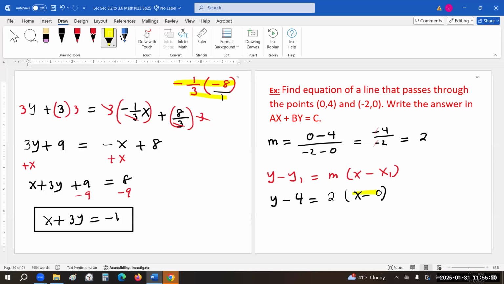So instead of distributing, make things easier. X minus 0 is simply x. And we still have our 2 in the front. Y minus 4. And now what? Just move over some x. So do we add 2x or subtract 2x? We subtract 2x from both sides.